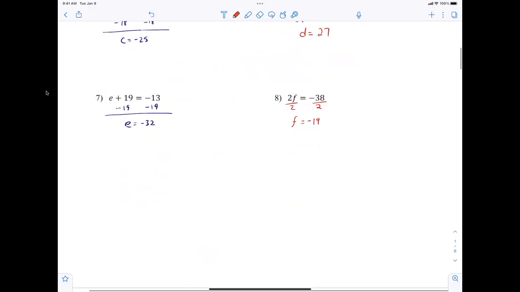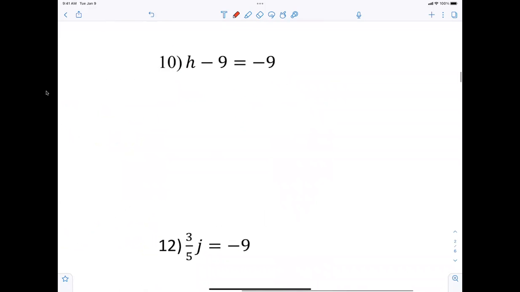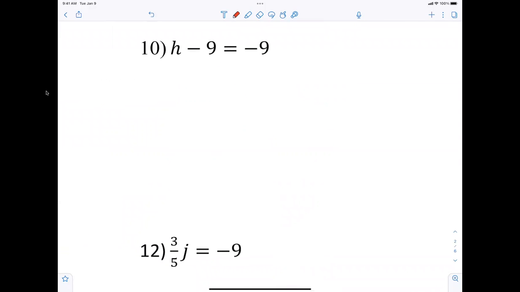Okay, so now here's where we join in. All right, Maggie, we'll let you start with number 10. Just tell me what I do to both sides. Add 9. H equals 0. Perfect. Any questions with 10?